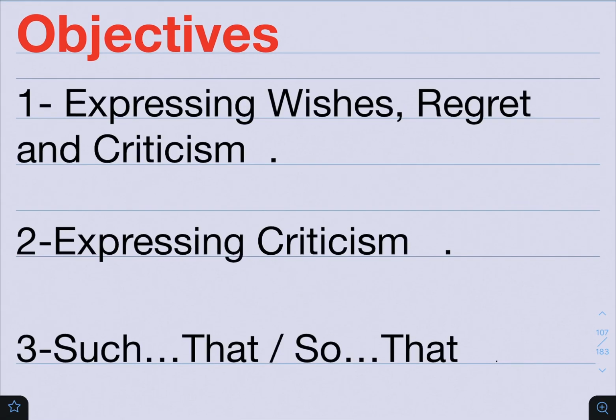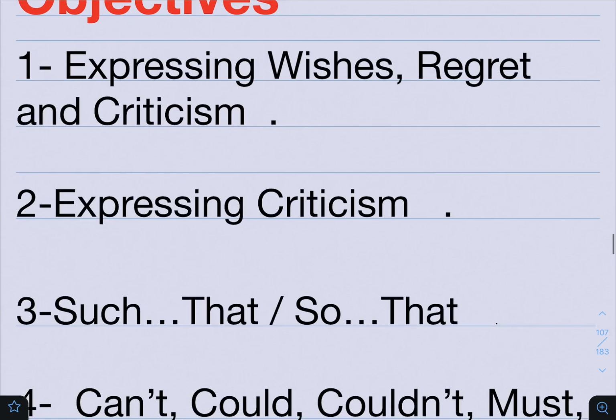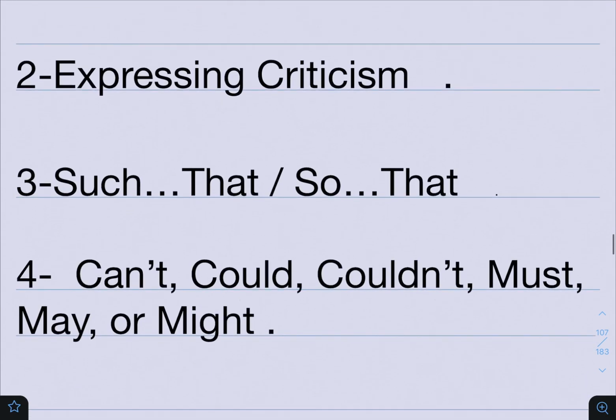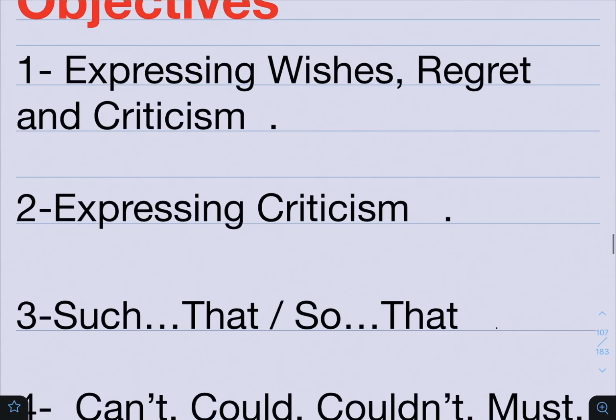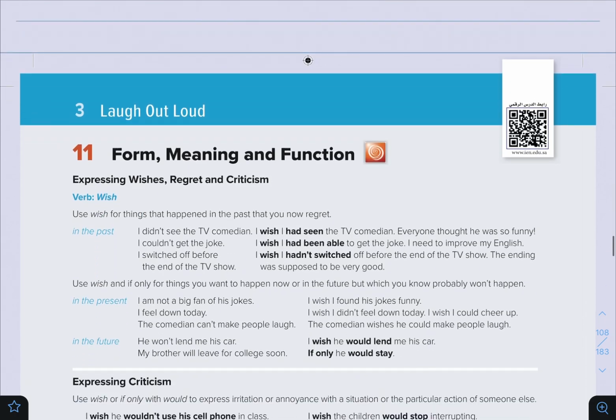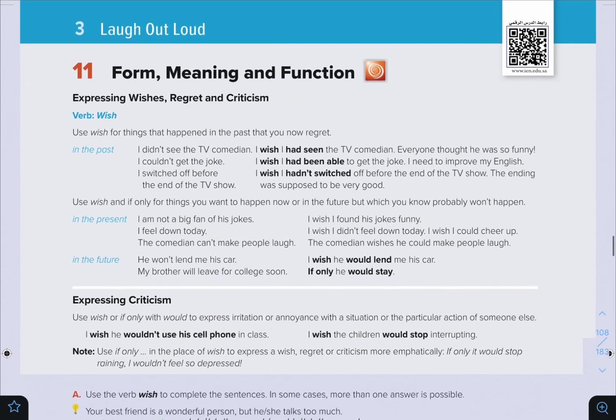Now let's take a look at the objectives. Number 1, expressing wishes, regret and criticism. Number 2, expressing criticism as well. Number 3, such that, so that. And number 4, can't, could, couldn't, must, may or might. Okay, so these are the objectives that we will be covering in this lesson.